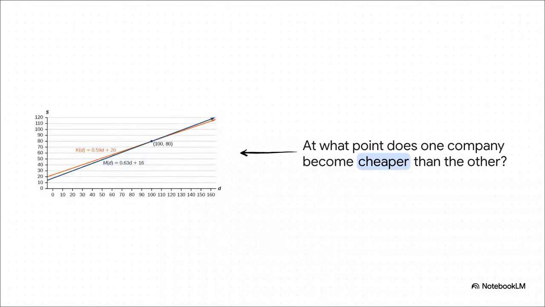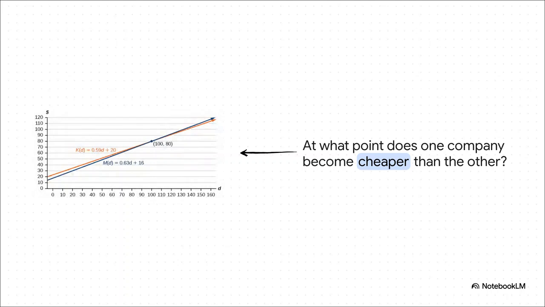And this graph, it lays out our problem perfectly. Each line represents the total cost for one of the companies. You can see one starts out cheaper, but its price climbs way faster. And right there, they cross. That's the break-even point. Before that point, one plan is better. After it, the other one is. So the real question is, how do we find that exact point?